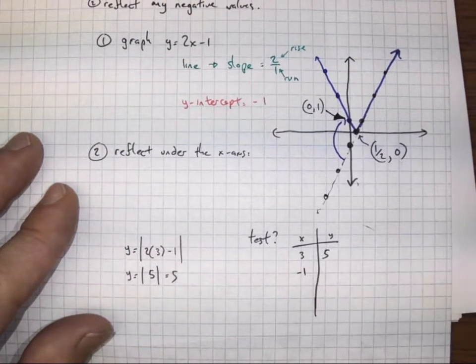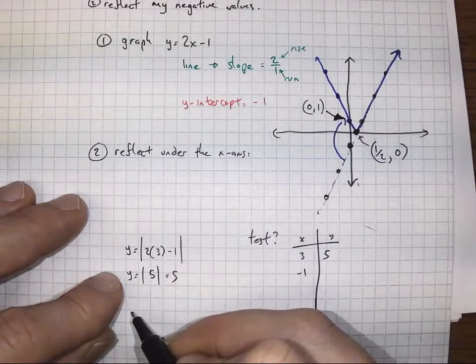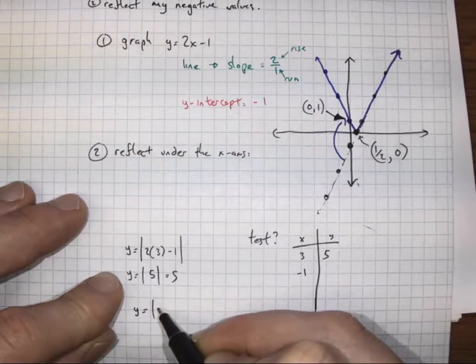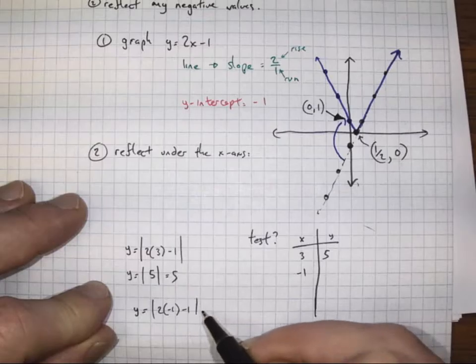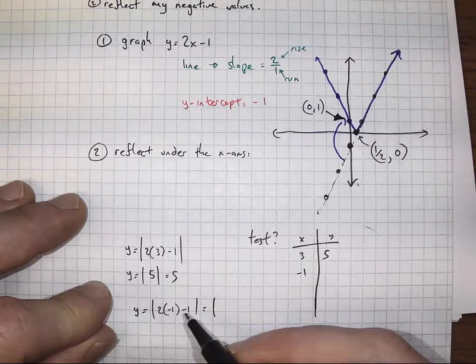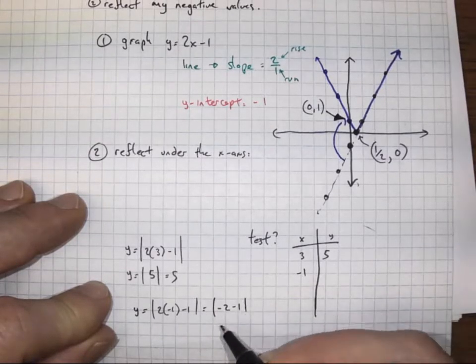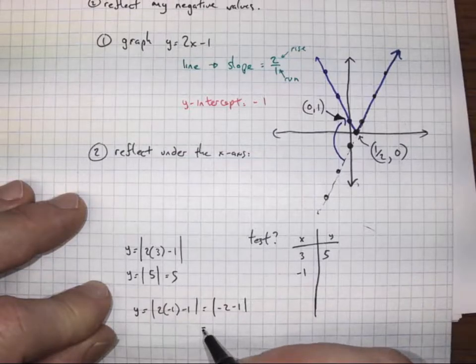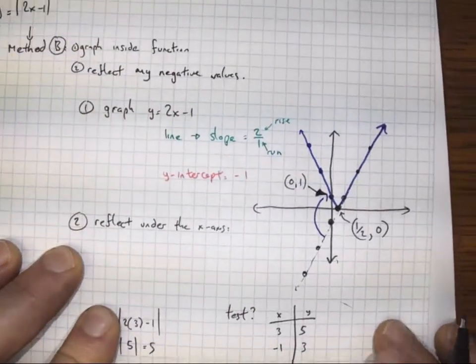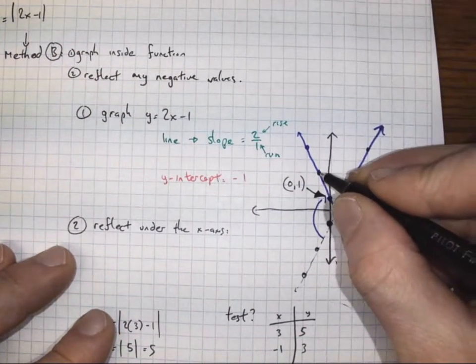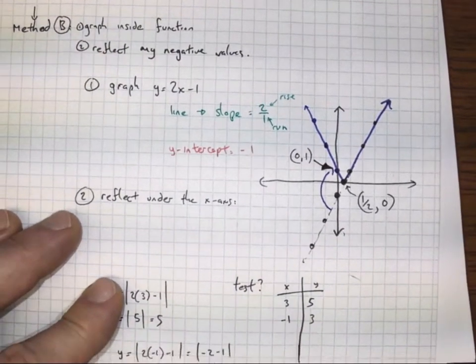So what about when x is -1? So when x is -1, I get 2 times -1, take away 1, which is going to be equal to the absolute value of -2 minus 1, which is the same thing as saying the absolute value of -3, which is 3. So I should get a value at -1 of 3. And I do. Okay, so things are looking good.